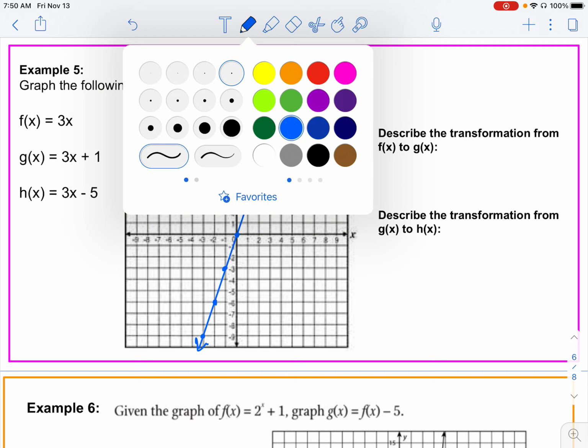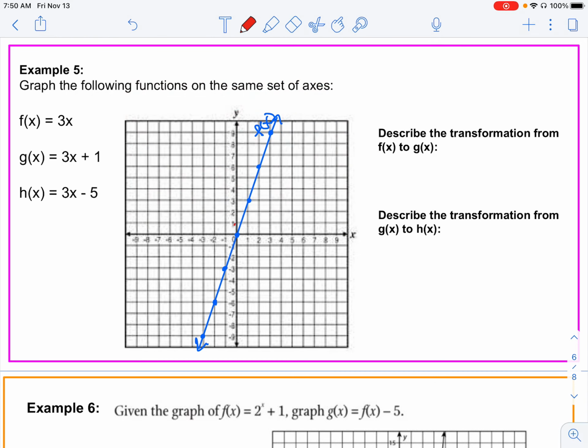All right, let's change colors. So g of x is 3x plus 1. So here I'm going to start out at a positive 1, and I'm going to go up 3 to the right one, up 3 to the right one, up 3. Let me change where that label is. To the right one, or I could go down 3 to the left one. So this red line represents that function g of x.